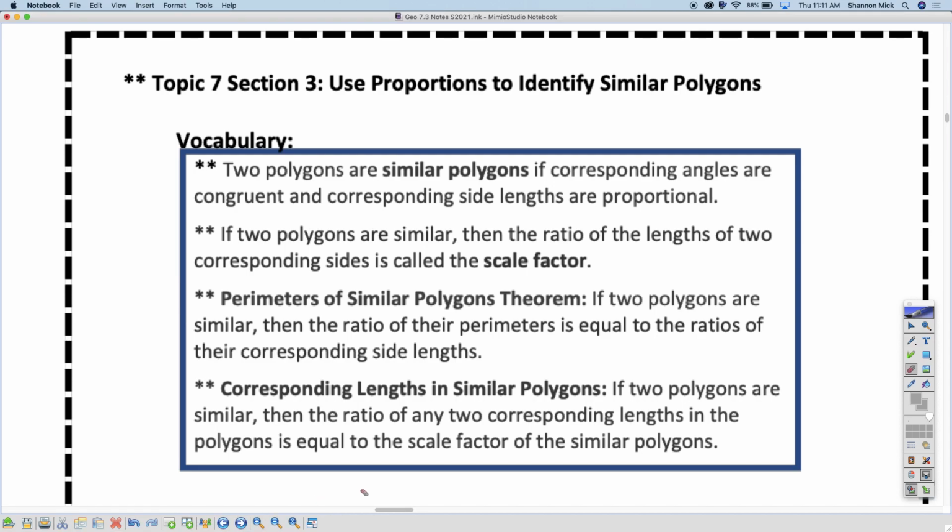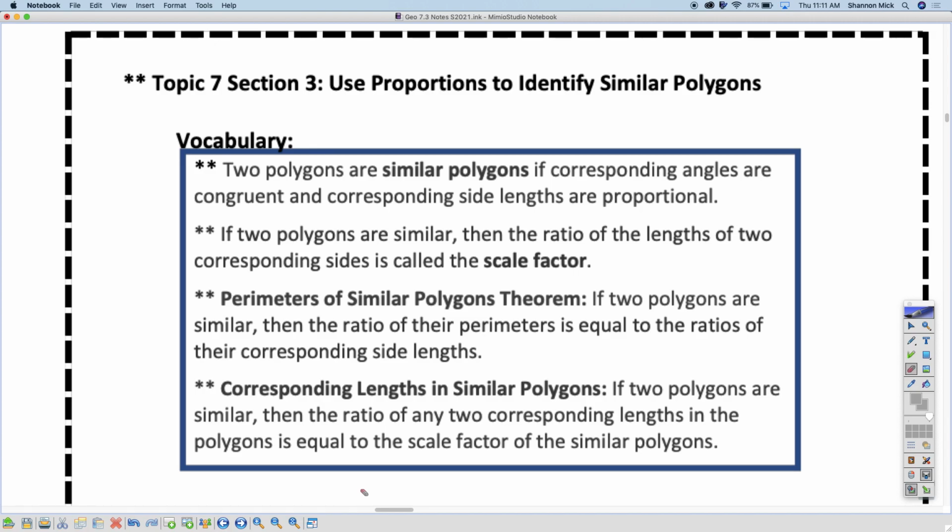Okay, so 7.3, we're going to use proportions to identify similar figures. So we've been using proportions. We've actually been using scale factor, which we're going to talk about today. And we just didn't call it that, but we were using it.